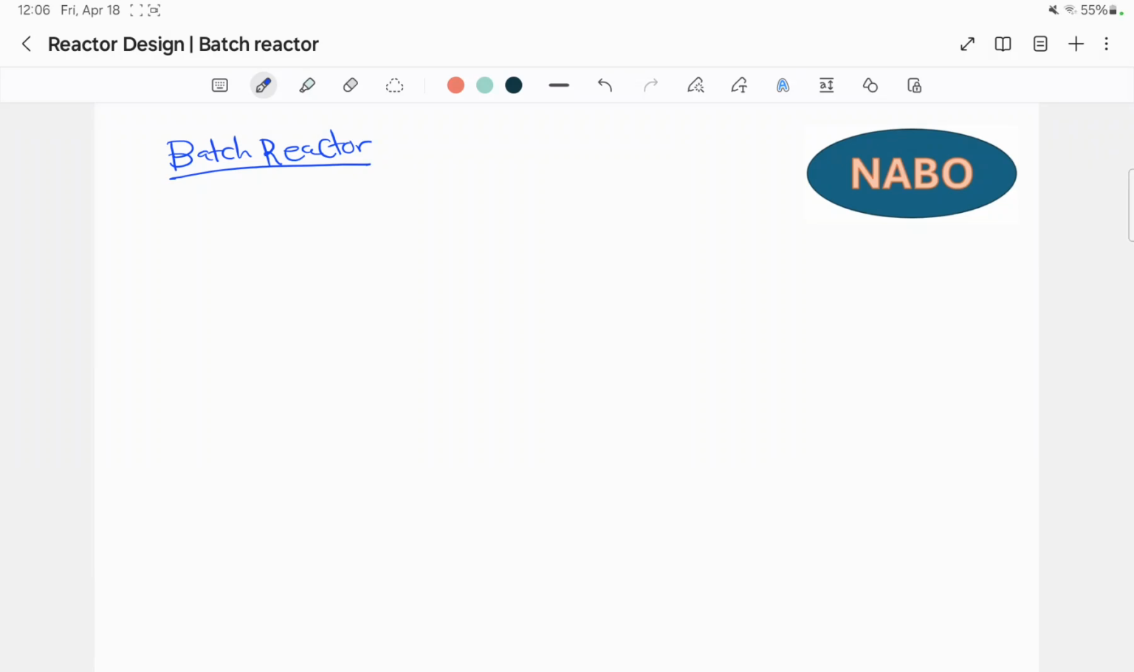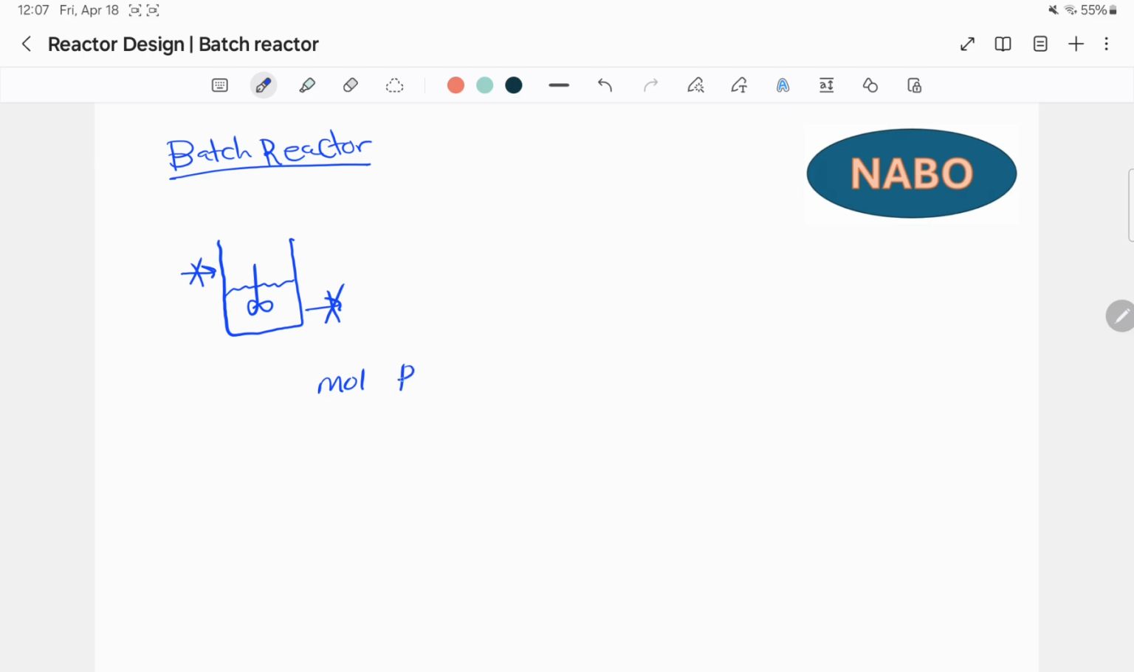Hello everyone, on today's video we will be going through the material balance of a batch reactor. A batch reactor is a reactor with a constant volume where the reactants are added at the beginning. It has no inlet flow or outlet flow, making it non-continuous.